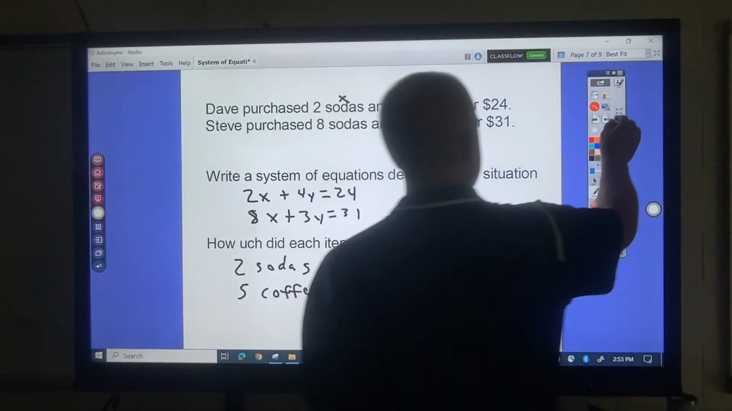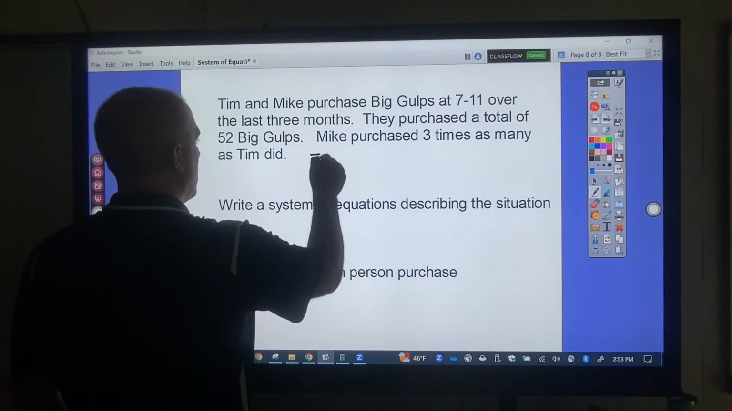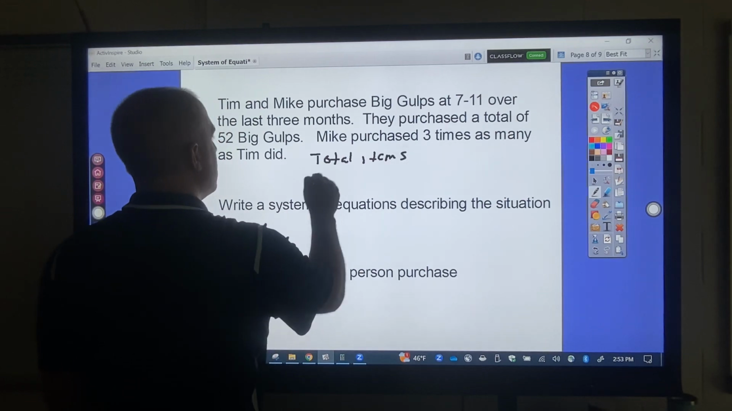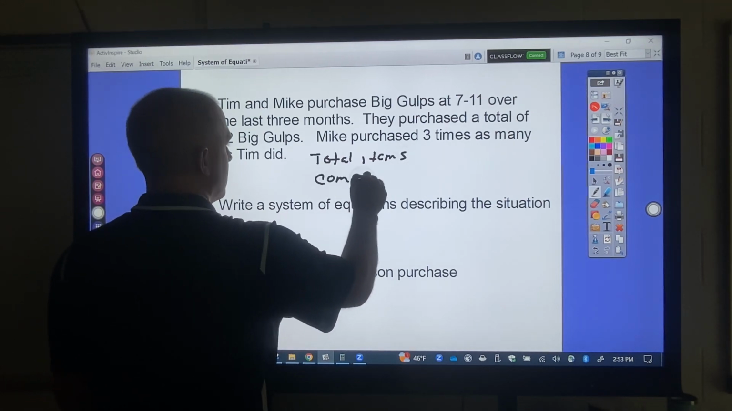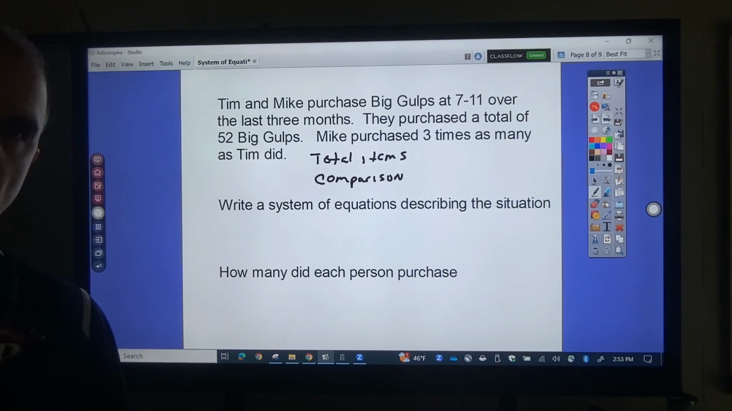Okay, now, this is the only one that can get a little tricky. It said Tim and Mike purchased Big Gulps at 7-Eleven over the last 3 months. They purchased a total of 52 Big Gulps. Mike purchased three times as many. Now, this is still the concept of total items. And what we're going to make is a comparison. Okay? And we're going to check the result.